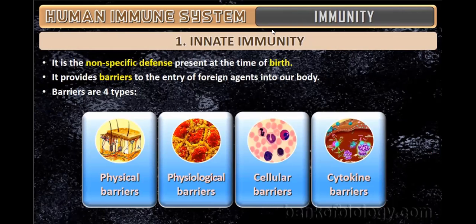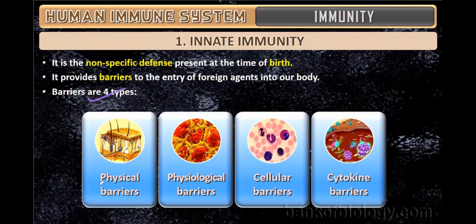Now, what is innate immunity? It is non-specific, meaning it works for all types of antigen, whether it is bacteria, virus, fungi, or any chemical. So it is not a specific defense, and it is present at the time of birth. It provides barriers to the entry of foreign agents into our body.